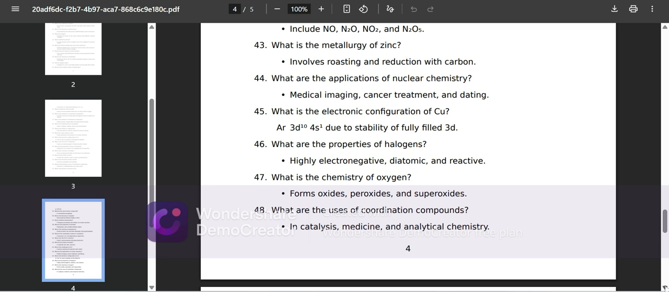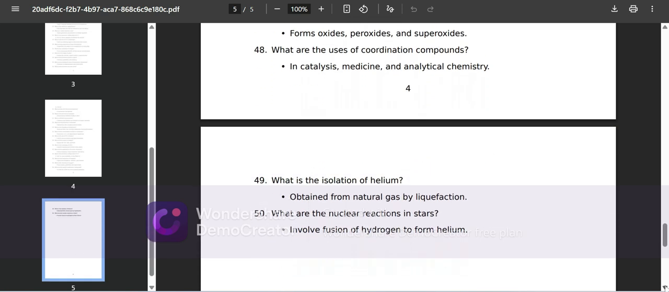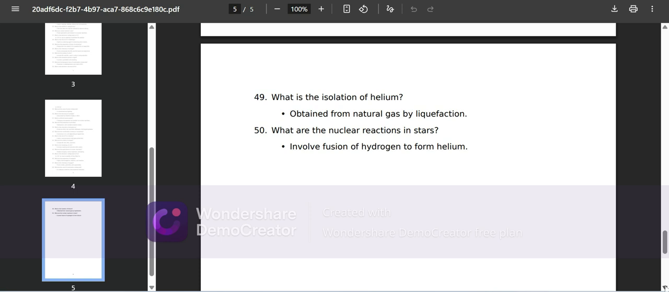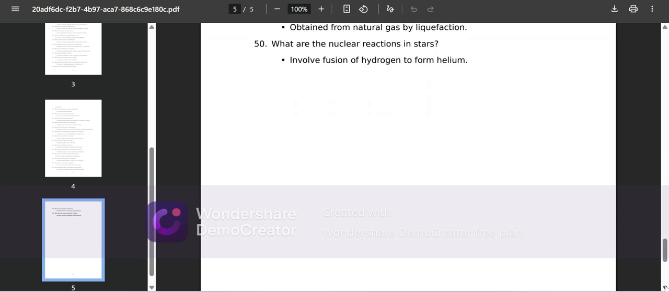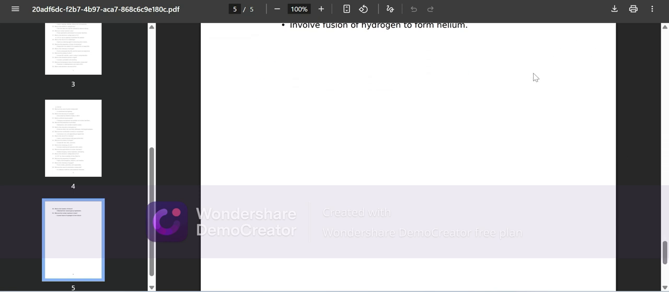What are the properties of halogens? Highly electronegative, diatomic, and reactive. What is the chemistry of oxygen? Forms oxides, peroxides, and superoxides. What are the uses of coordination compounds? In catalysis, medicine, and analytical chemistry. What is the isolation of helium? Obtained from natural gas by liquefaction. What are the nuclear reactions in stars? They involve fusion of hydrogen to form helium.